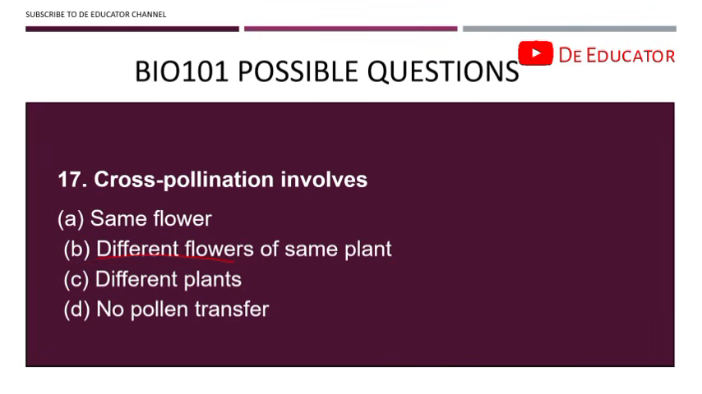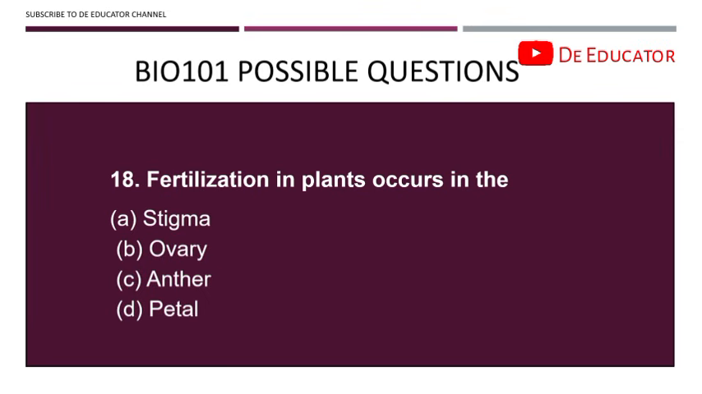It is different plants. Don't just say because you see different, you rush and go and pick it. Because it says same plant, and same plant is for what? Self pollination. Where does fertilization occur in plants? Fertilization occurs in the ovary in plants.